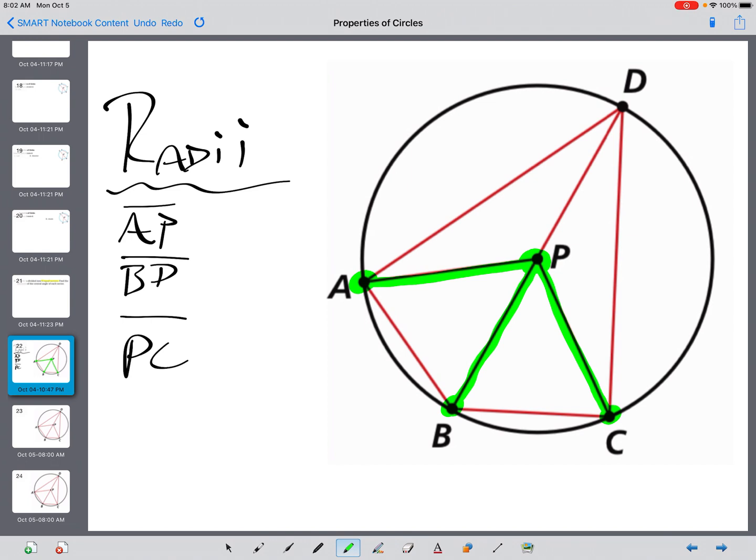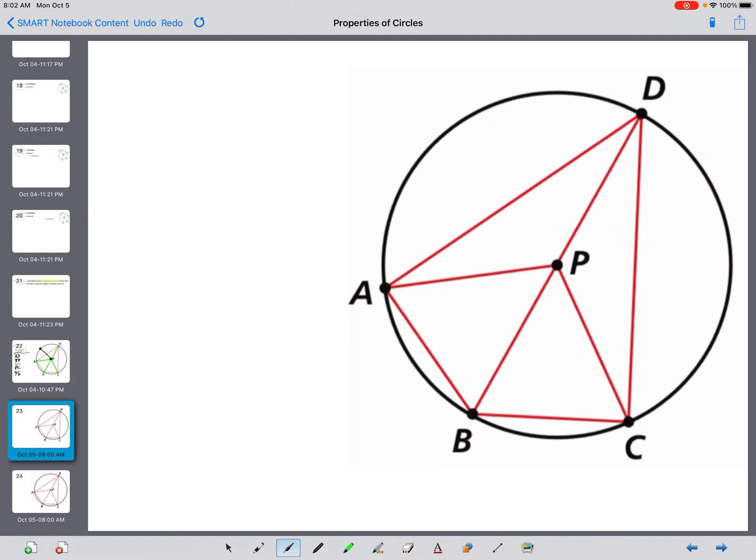Also, take a look at PD as a radii as well. And that's PD. So all of these segments are radii, again, because they touch the outside of the circle, right, and then extend all the way in through to the exact middle of the circle. So that's radii. So let's talk about chords.